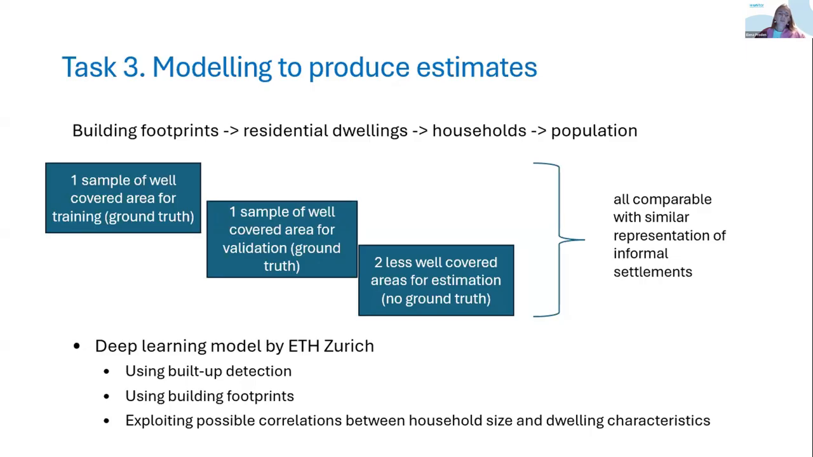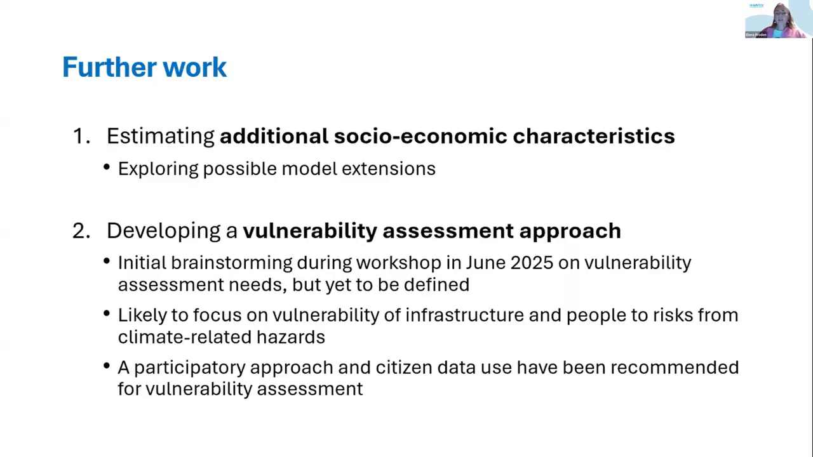And then in terms of the initial ideas that we discussed, the work that will be done on modeling, developing a deep learning model, would be either using built-up detection or using building footprints, or a combination, and then also exploiting other different possible correlations between household size and dwelling characteristics. And these characteristics can also help do some modeling extensions related to estimating other socioeconomic characteristics.